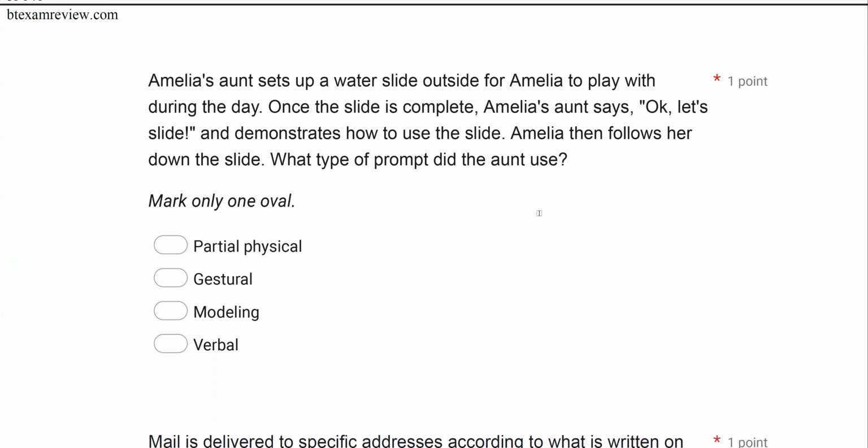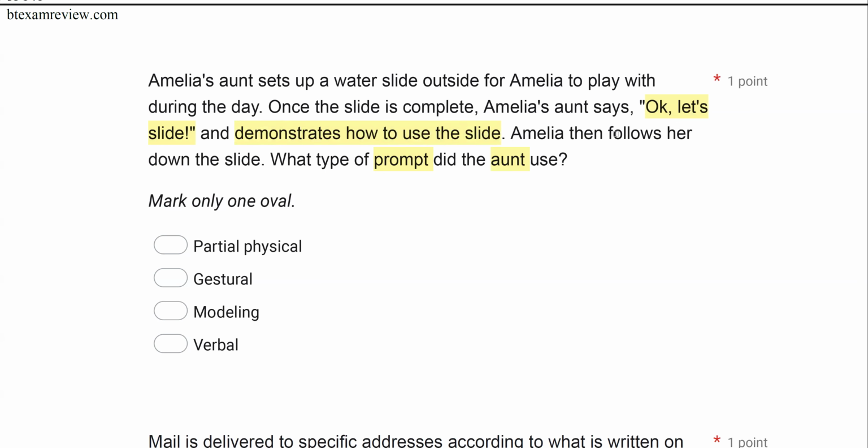All right, this is a good question to complement that first question we looked at. Again, we're looking at ABCs, we're looking at behavior. This time we want to know what type of prompt the aunt used. So let's try to find our prompt. We know Amelia's aunt set up the water slide for Amelia to play with. Once the slide was done, Amelia's aunt said, "Okay, let's slide," which is our SD, and then demonstrated how to use the slide. That is the prompt.